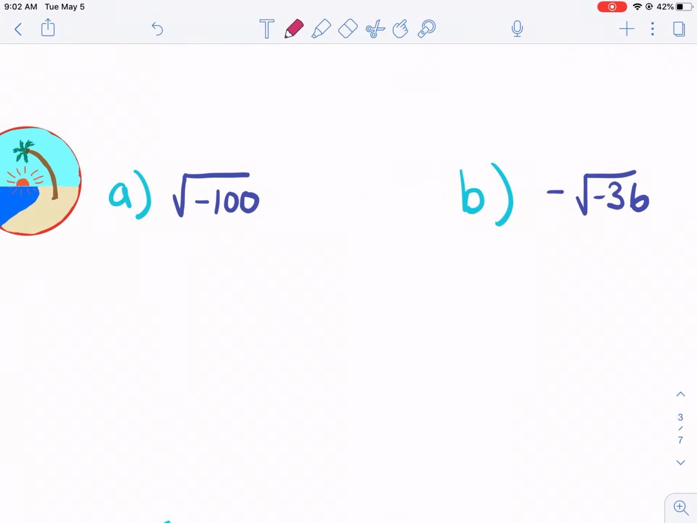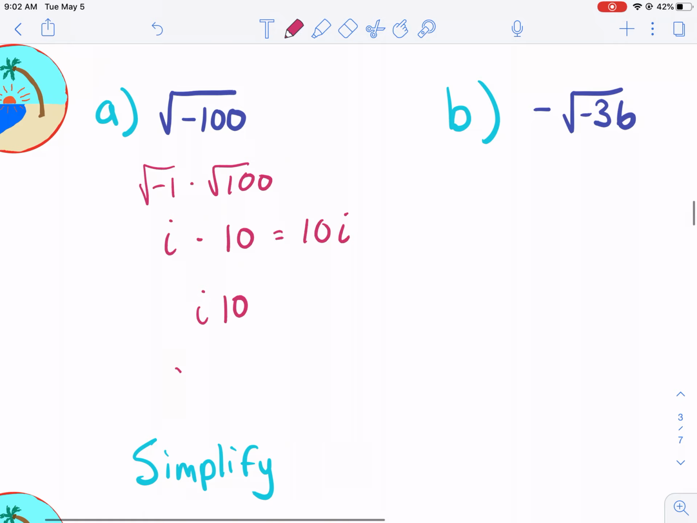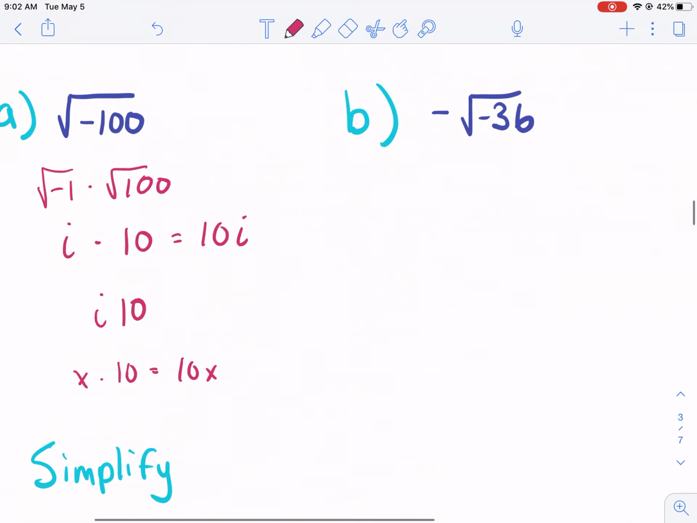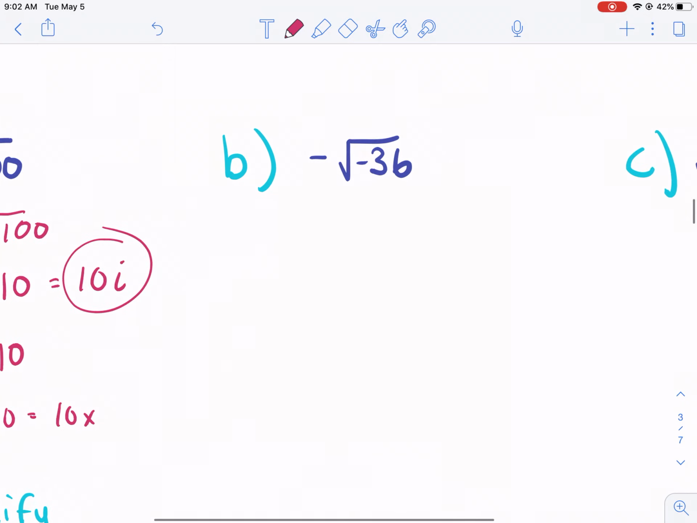So moving on to letter A, we have square root of -100. So this can be broken down into square root of -1 times the square root of 100. We're going to write i for square root of -1, as we've learned, and then we write the principal square root of 100, which is positive 10. Now, you don't write it as i10. This isn't like an Apple device or anything. You're just going to write it as 10i. Very much in the same way that if you had x times 10, you would write it as 10x and not x10. So our answer is 10i.